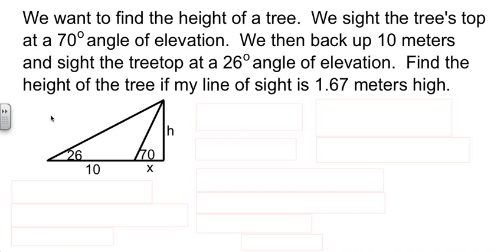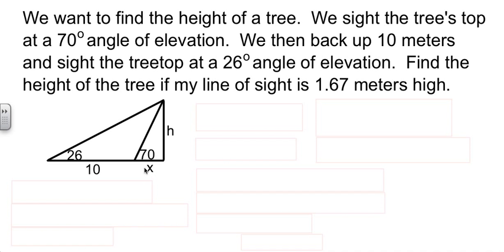Let's do one that's a little more involved. We want to find the height of a tree. Now, we take out our trusty astrolabe. Like I say, everyone carries one all the time. And we look up at the top of the tree and see that our angle of elevation is 70 degrees.